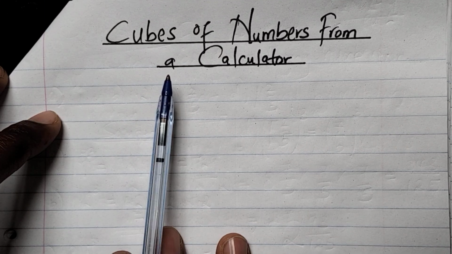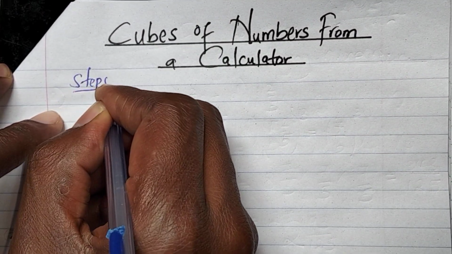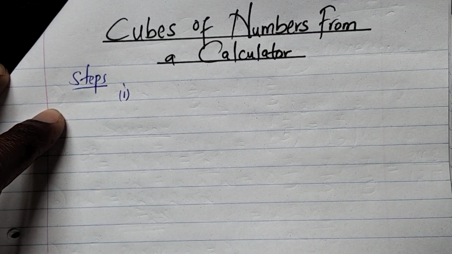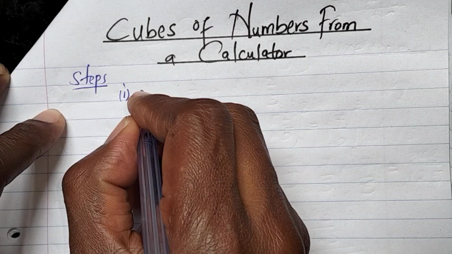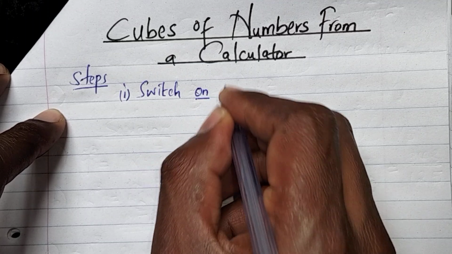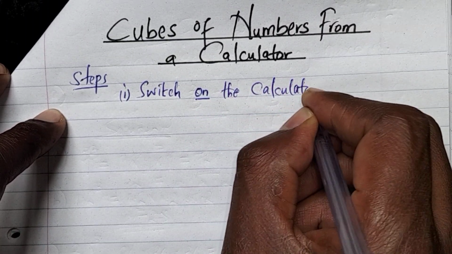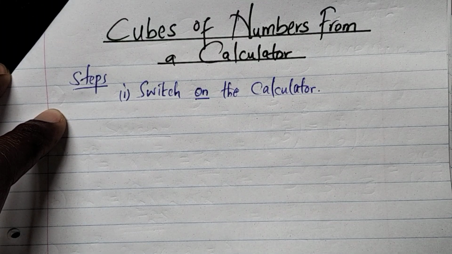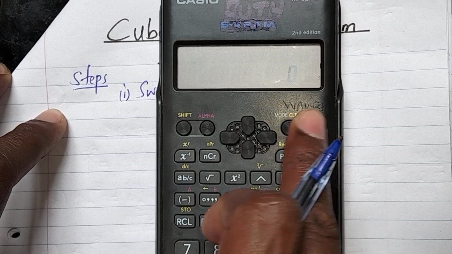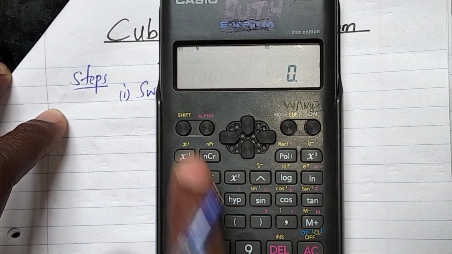Let us write the steps that we follow. Step 1, we write that in Roman numbers. Switch on the calculator. Like mine is off, I just need to press the on button that is slightly above the cube. So switch on the calculator.